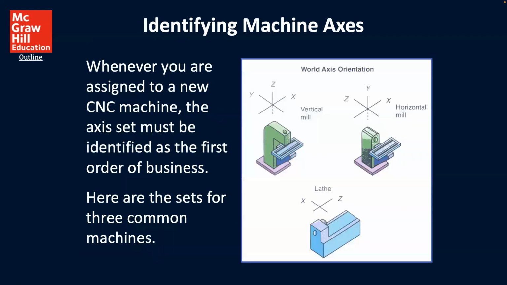So, identifying the machine axes. Whenever you are assigned to a new CNC machine, the axes set must be identified as a first order of business, because as you're programming, you need to make sure that you follow the conventions of the machine the way it's determined. Here are a couple of examples that you can be thinking of: a vertical mill, a horizontal mill, or a lathe. You'll see the way that the axis orientations are laid out for those.